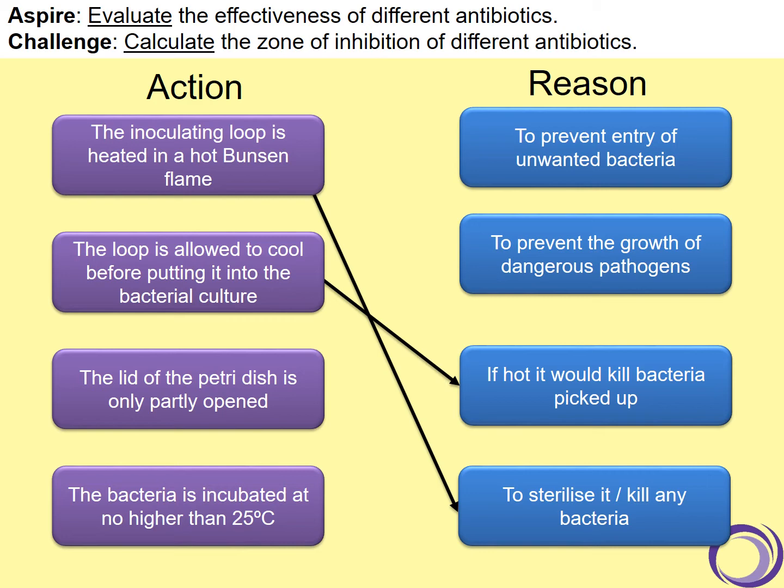The lid of the petri dish is only partly open, and that's to stop any unwanted bacteria. Remember, we're only trying to grow, in this case, E. coli. We didn't want to grow anything else that might have been in the air, so it's only partly open to prevent any unwanted bacteria. And then it's incubated no higher than 25 degrees Celsius, and that's to prevent the growth of dangerous or harmful pathogens.